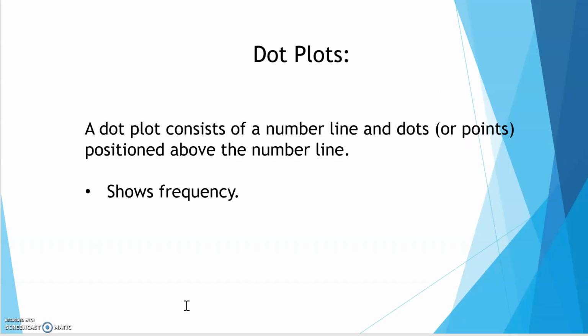The last graph that we need to talk about is something called a dot plot. It's literally a plot of dots. Okay, so you're going to have a number line and you're going to have some dots above the number line. And what this is going to do is it's going to show frequency, just like the very first thing that we looked at, which was the stem and leaf plot.